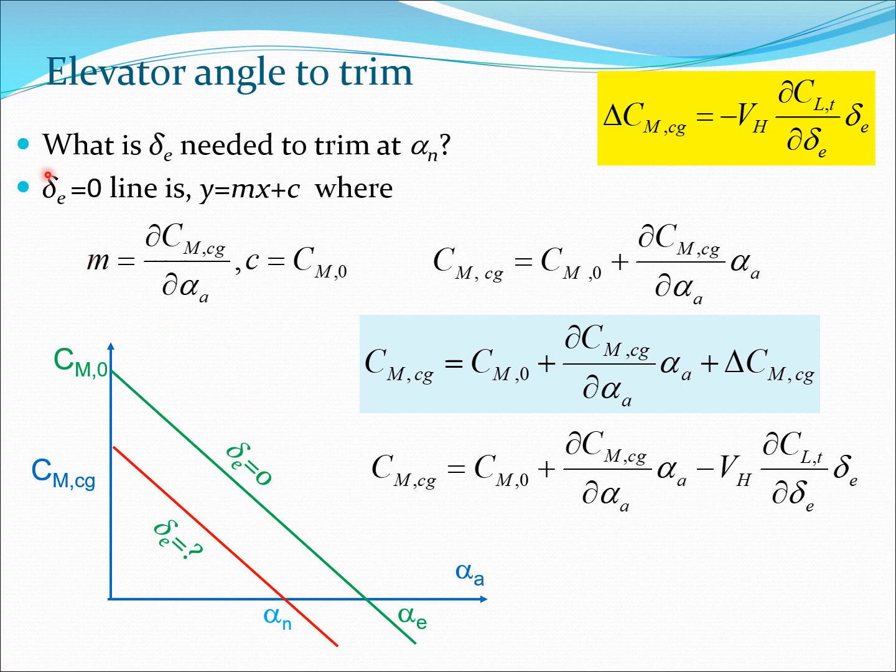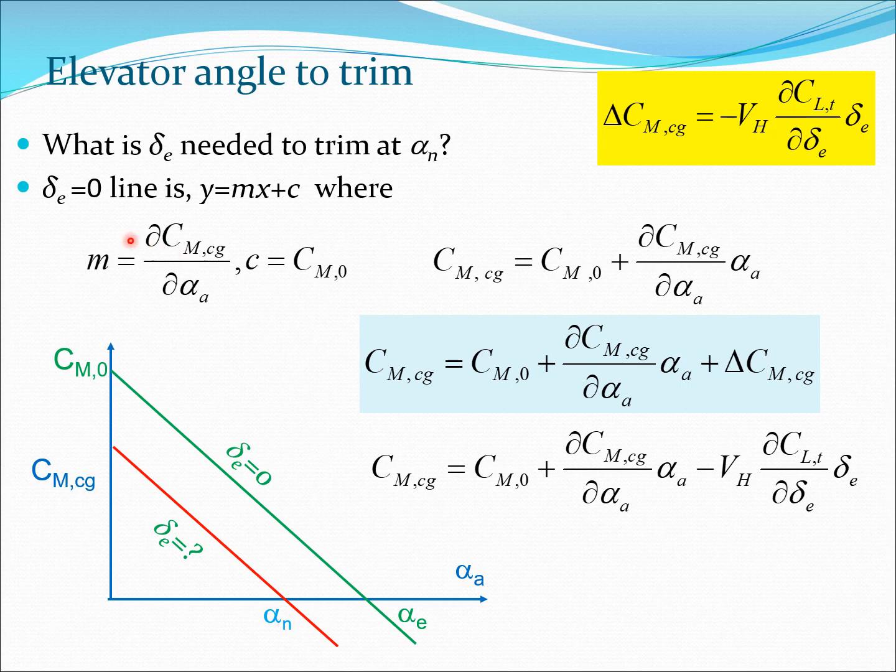So that's the essential question: what is the delta E needed to trim at alpha n? This is the question we wanted. We were on this green line here. We wanted to come to this red line. And so a certain delta E value is required to get this alpha n.